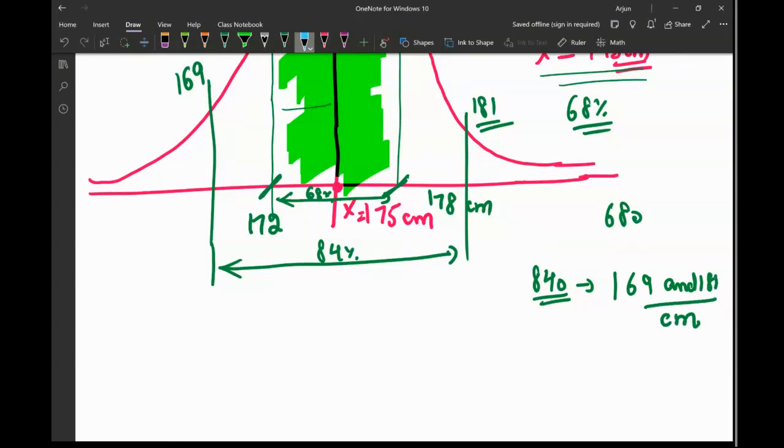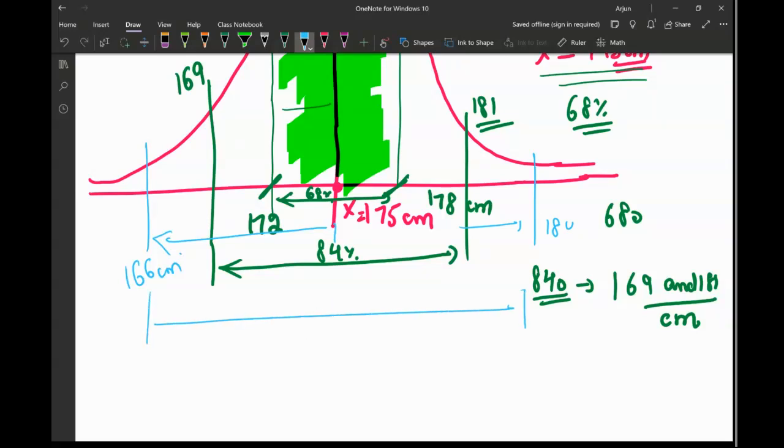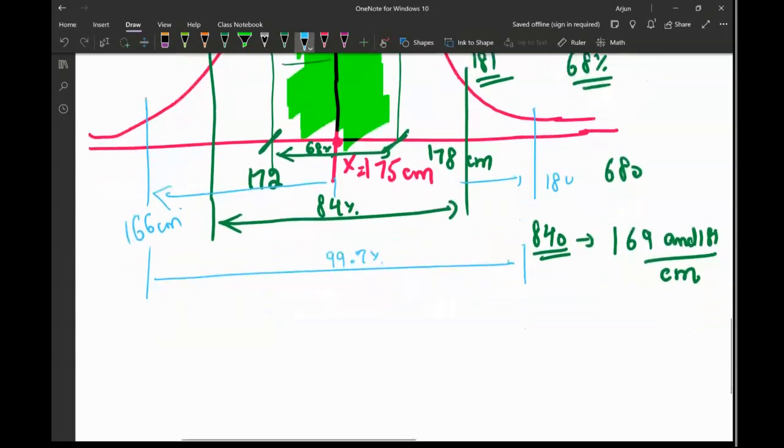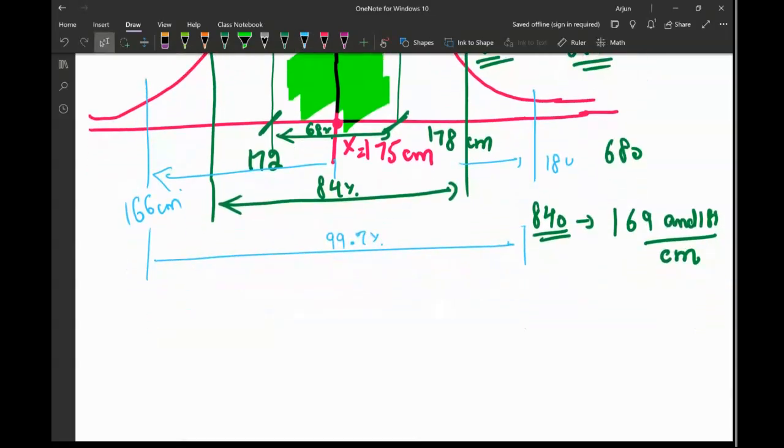And then if I go three standard deviations, so one more standard deviation to the left, this is three standard deviations, which makes it 166 centimeters, and down here it's going to make it 184 centimeters. So 99.7% of the data lies within three standard deviations in a normally distributed graph.